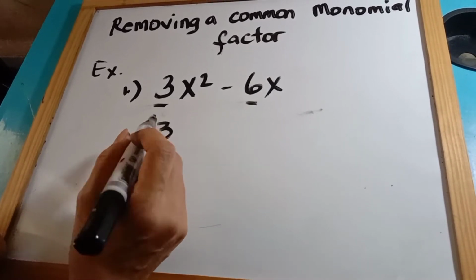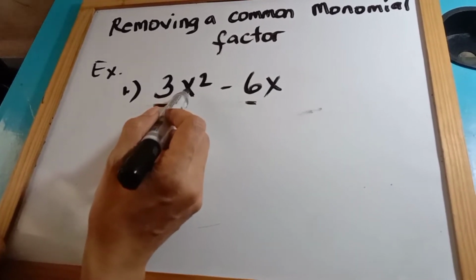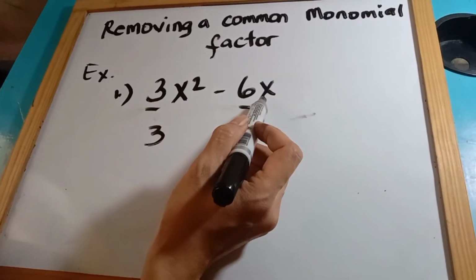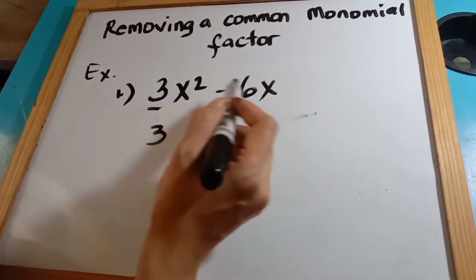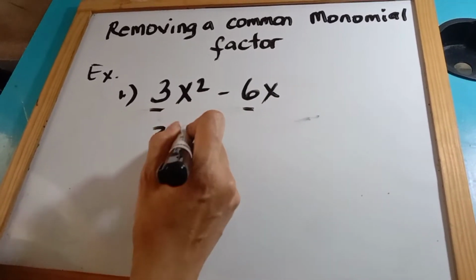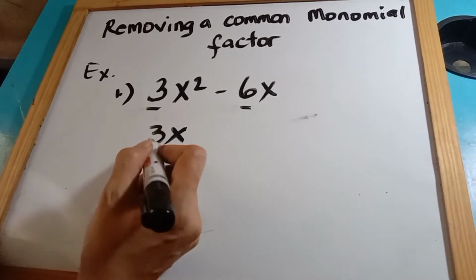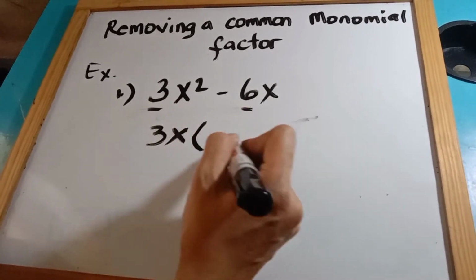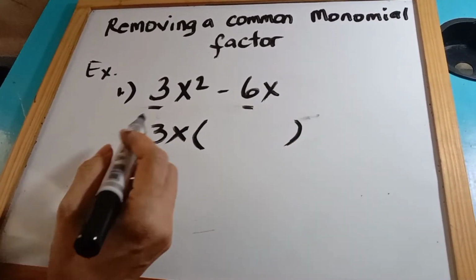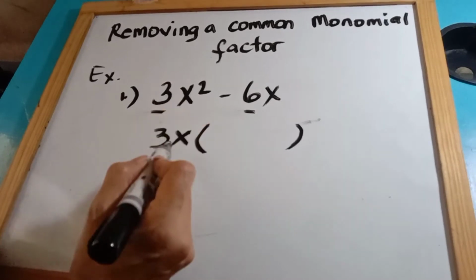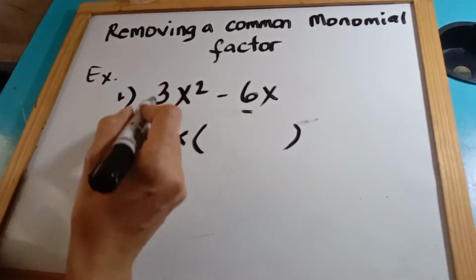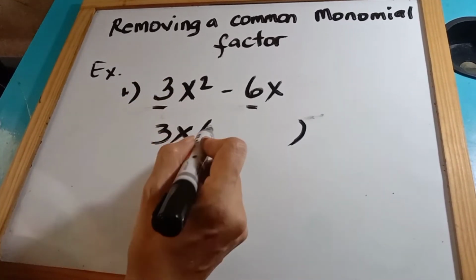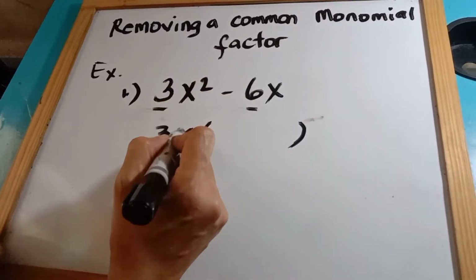How about their coefficient? So the coefficient of the first term is x squared and sa kabilang term, that is x. So what is common between x squared and x? That is simply x. Now that we have 3x, which is the common factor for both terms, ano na yung sunod natin na gagawin? We are going to divide each term dito sa ating common factor. So 3x squared divided by 3x. 3 divided by 3, that's 1. X squared divided by x.